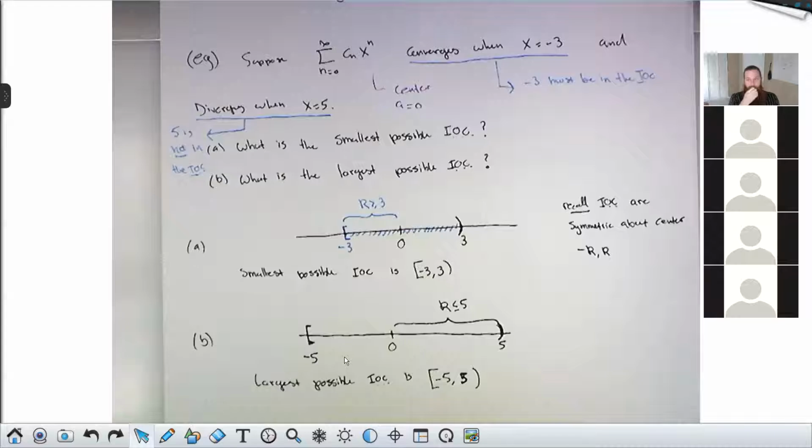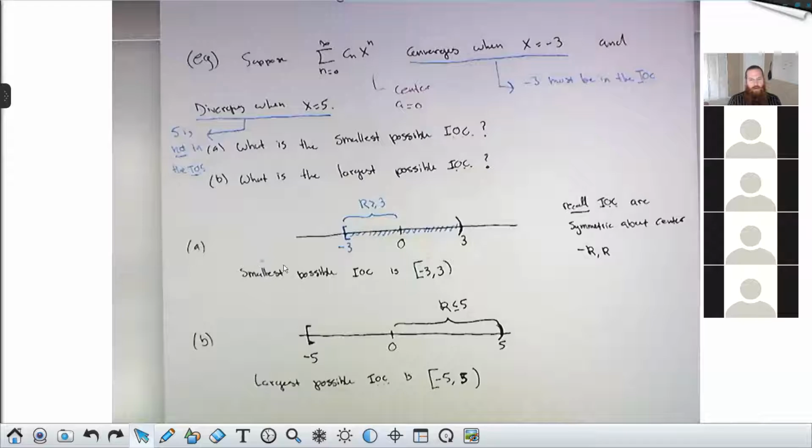If we're given that one side is divergent, can we automatically assume that the other one is within? We could use the bracket, or is that just for this example? Yeah, no, cannot always assume that. Here again, the questions I'm trying to answer are what is the smallest possible and what is the largest possible IOC? But just because you converge at one side doesn't mean you automatically diverge at the other, or vice versa.